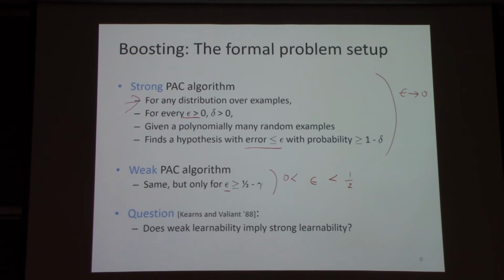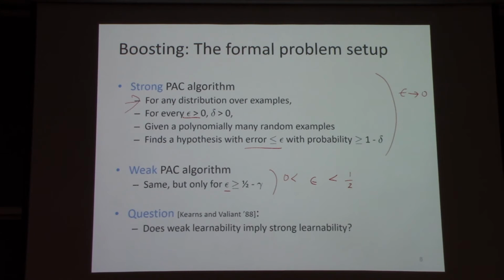This question was posed by a paper from Michael Kearns and Leslie Valiant in 1988. If I have a concept class for which I'm able to prove weak learnability, does this mean that concept class has a strong PAC algorithm? Does the question make sense? Suppose I have an algorithm that can produce classifiers whose error is slightly better than chance. Can I produce a strong PAC guarantee for this classifier?